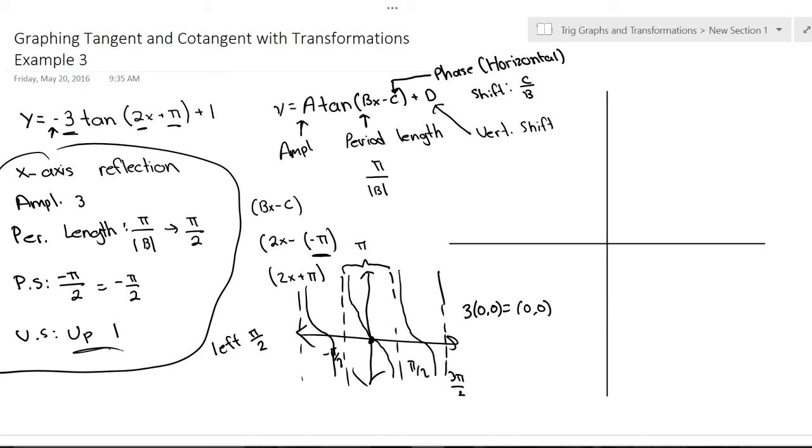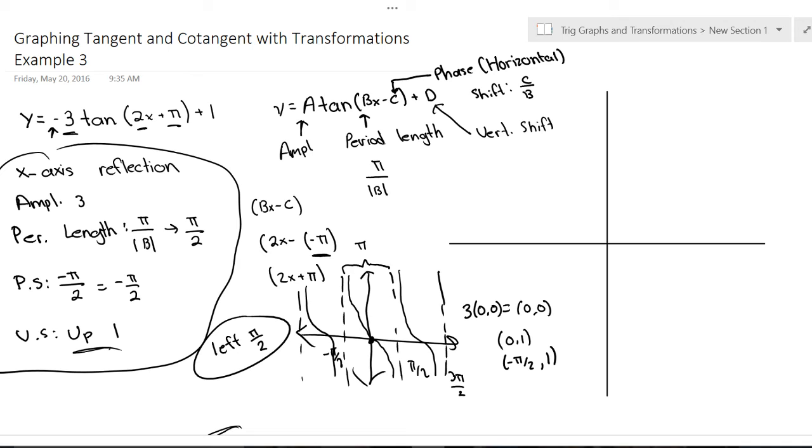Then up 1. If we went up 1, just up the y-axis, that first point is now going to be 0, 1. Then I have to think, okay, we also went left pi over 2. So negative pi over 2 will be the new x value, and 1 will be the new y value.